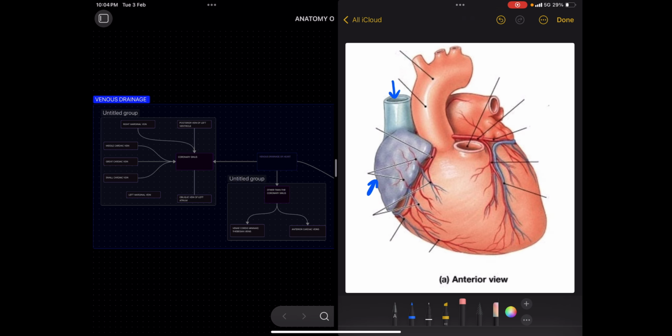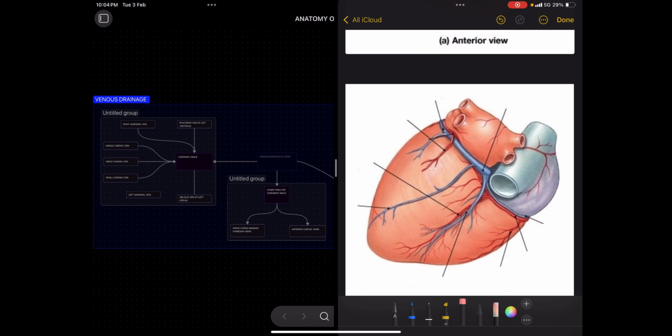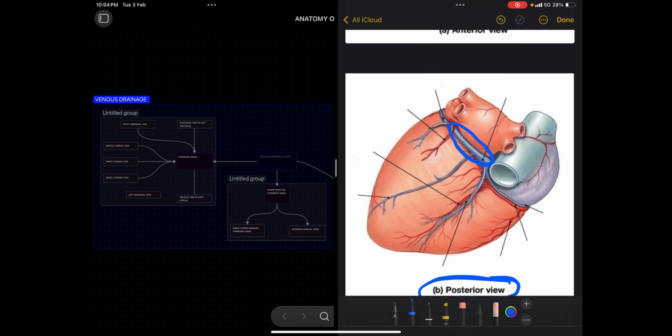But the principal way is through the coronary sinus, which can be located somewhere over here. And by the way, this is the posterior view of the heart. The coronary sinus is the principal venous channel of the heart, and it lies in the posterior part of the atrioventricular groove between the left atrium and the left ventricle. This is the atrioventricular groove where the coronary sinus is situated.